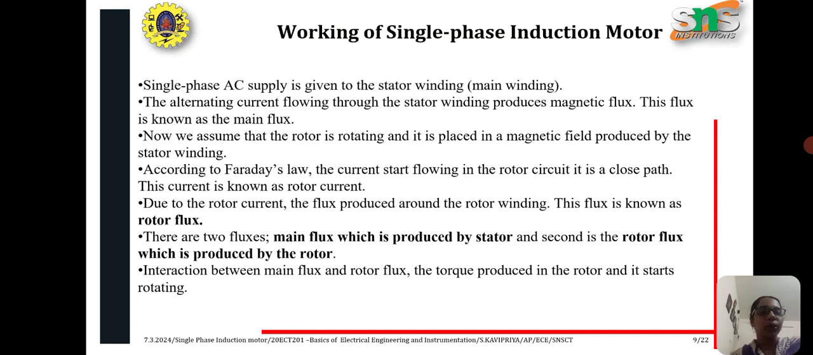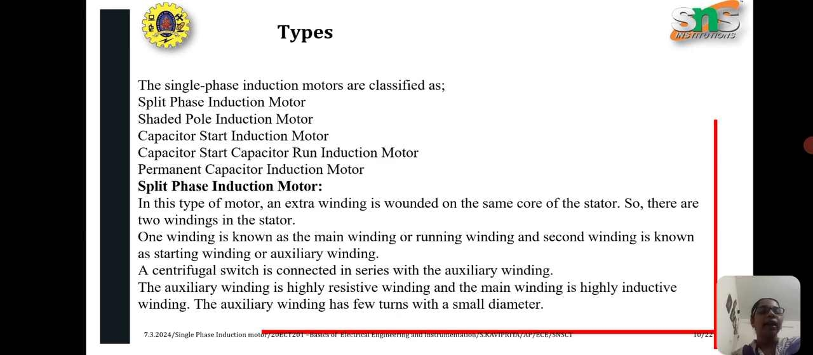Due to the rotor current, a flux is produced in the rotor winding; this flux is known as the rotor flux. There are two fluxes now: the main flux produced by the stator and the rotor flux produced by the rotor. Because of the interaction of these two fluxes, a torque is produced in the rotor and the motor starts rotating. And next are the types of single phase induction motor: split phase, shaded pole, capacitor start, capacitor run, and permanent capacitor.